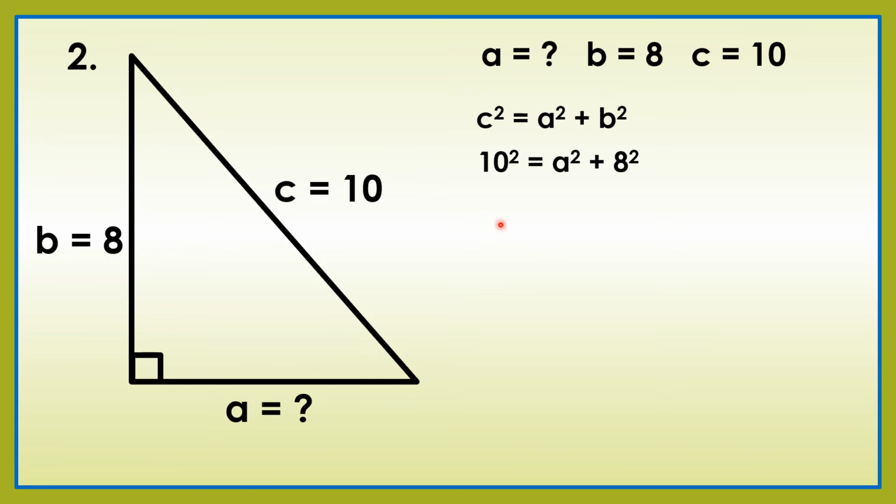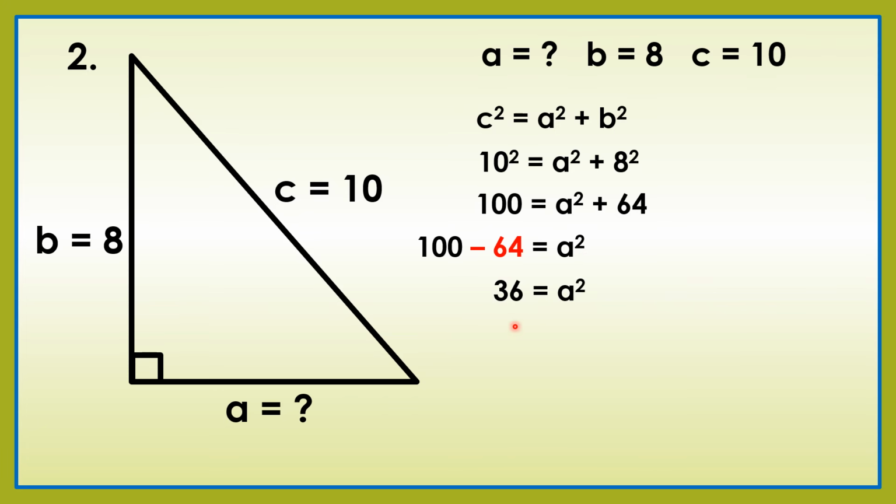So, 10 squared is 100. And then yung 8 squared is 64. Yung 64, transpose natin dito sa tabi ng 100. So, pag nag-transpose tayo, magbabago ng sign para ma-solve natin yung A. So, we'll have now 100 minus 64 is equal to A squared. So, subtract natin itong dalawa. That is 36 equals A squared.